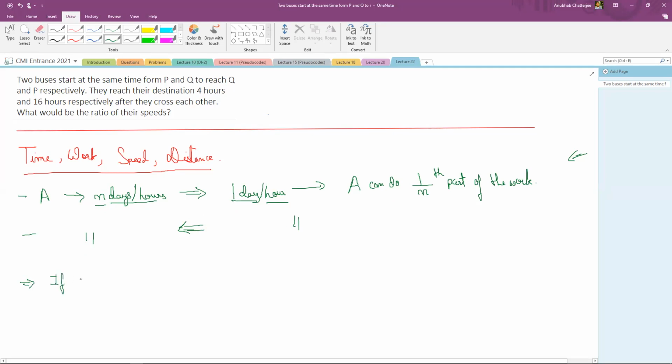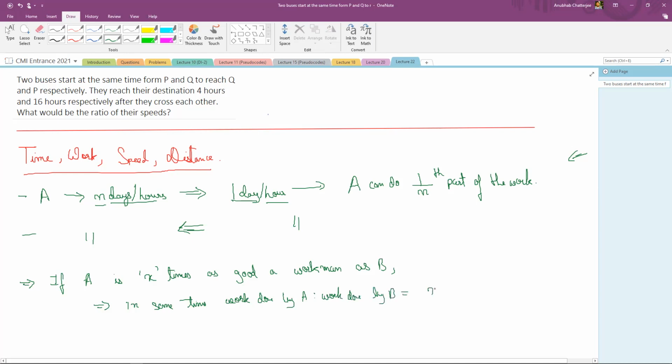Now comes this: if A is X times as good a workman as B, that means that if A is X times better than B at doing a particular work, then in the same time, the work done by A is to the work done by B will always be in the ratio X is to 1, given the same time.